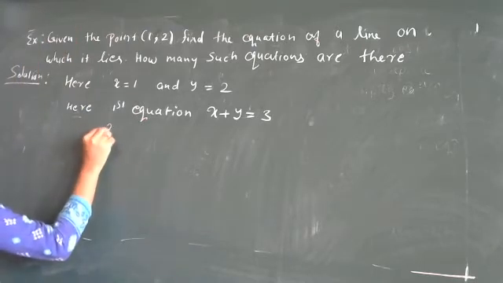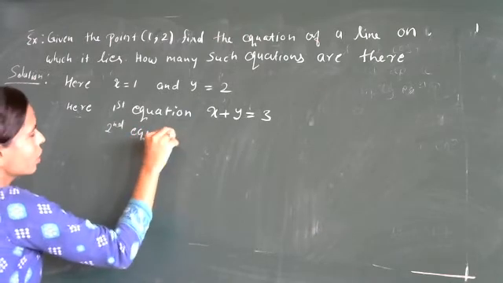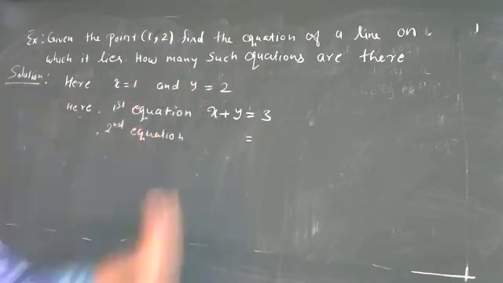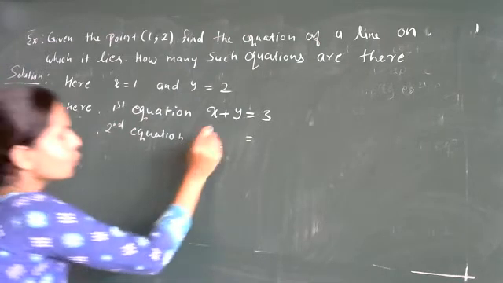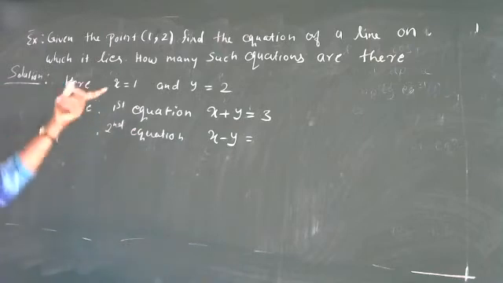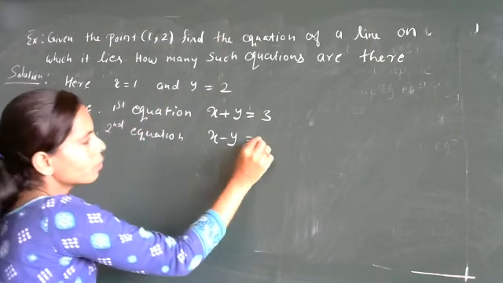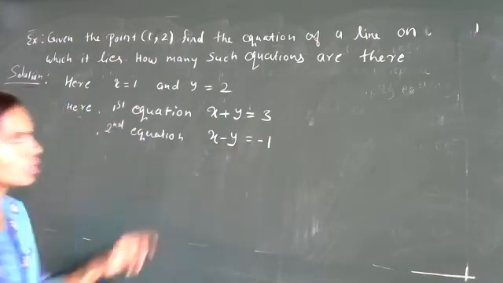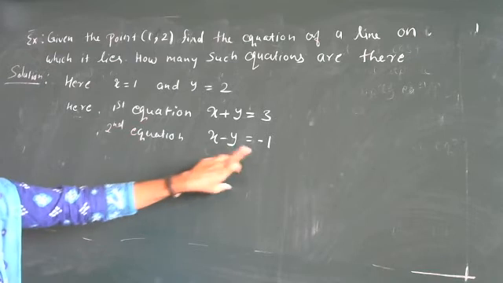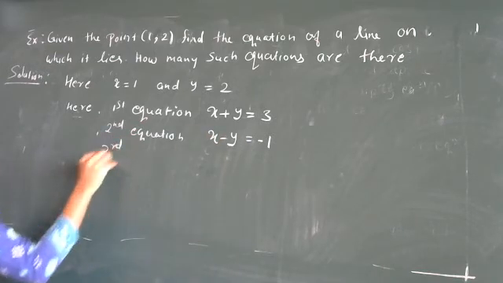Then similarly, what is the second equation? If you have the same values, then what will be the second equation? If you say it is x minus y, what will be the answer for these values? It is 1 minus 2, and the answer will be what? Minus 1, because 2 is a larger value and it is having a minus sign, so 1 minus 2 means minus 1. So this may be another equation.